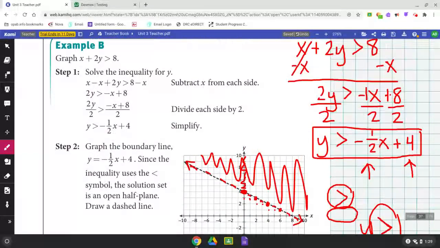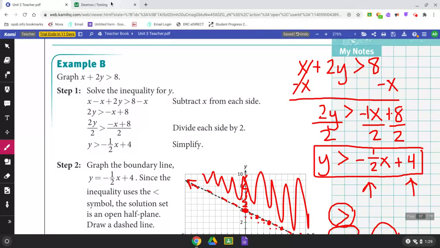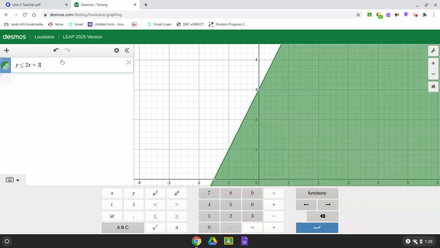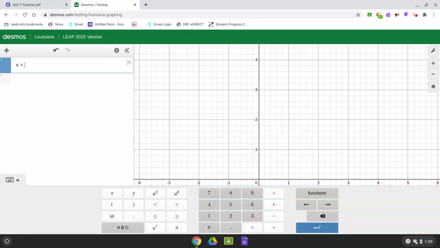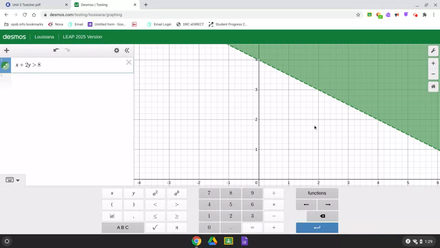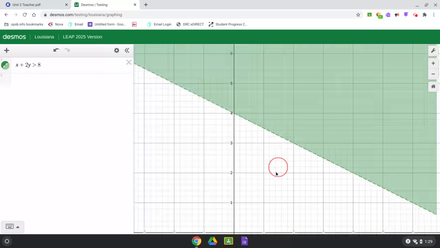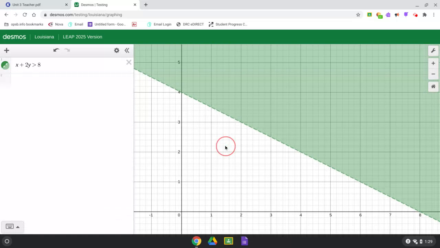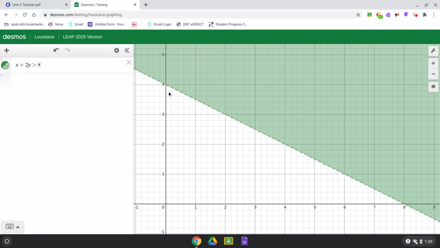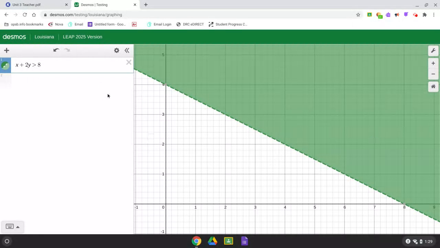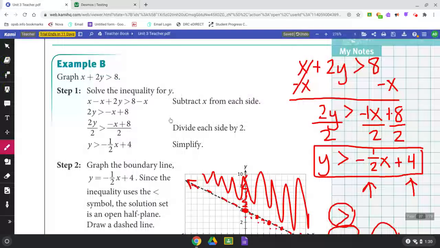Okay, now you can also go to Desmos and type in x plus 2y is greater than 8, and copy over your answer. It intersects at 0, 4 with a dashed line that you see here, shaded up. Okay, and you would just pick some other points. Typically, people would pick the y-intercept and the x-intercept and connect those 2 points, dash it, and then shade above. Okay, so that's example B.